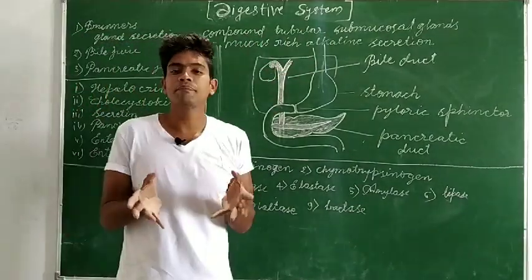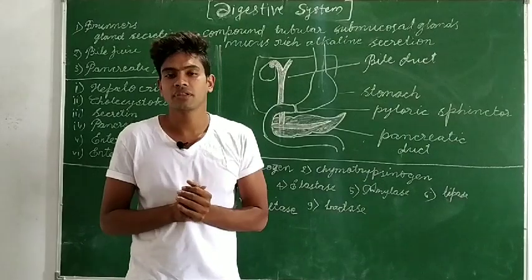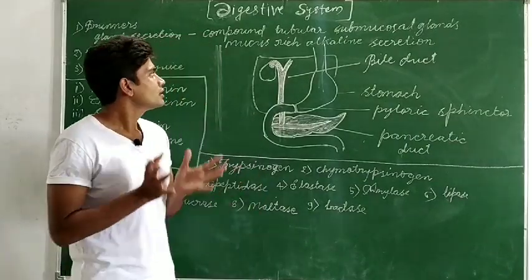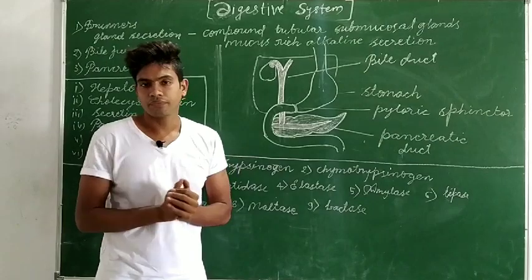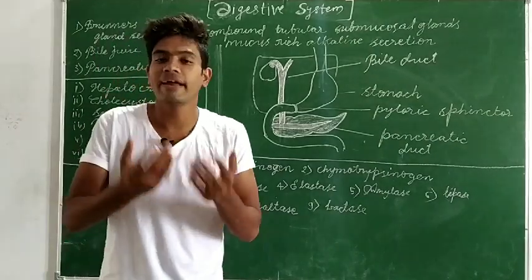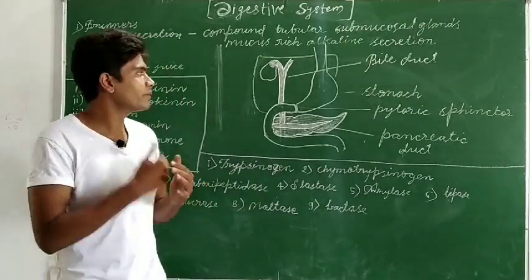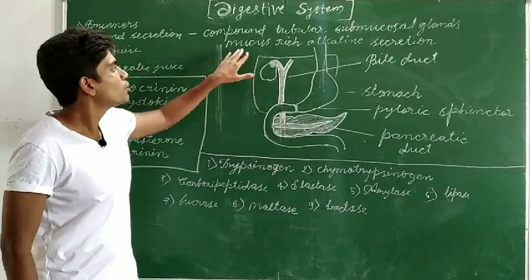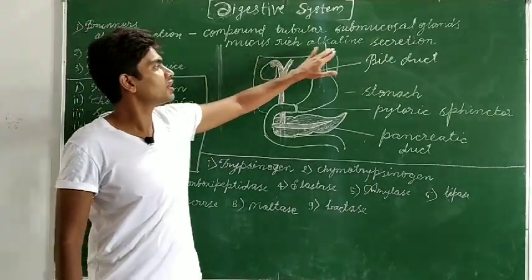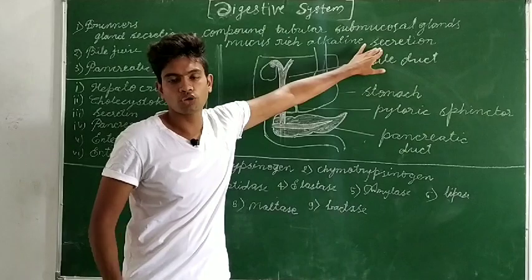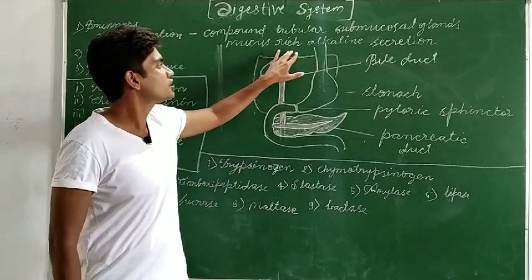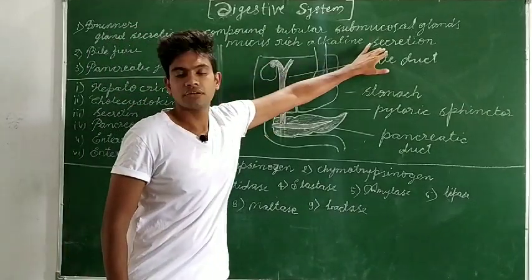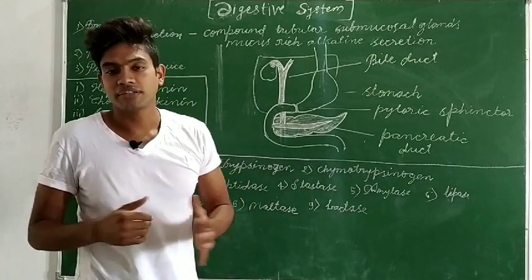Now what is the main function of these glands? Actually these glands are found in the duodenum, so they are also called duodenal glands. And what is the main function? The main function of these glands is to produce a mucus rich alkaline secretion. You have to remember, mucus rich alkaline secretion, it contains carbonates.